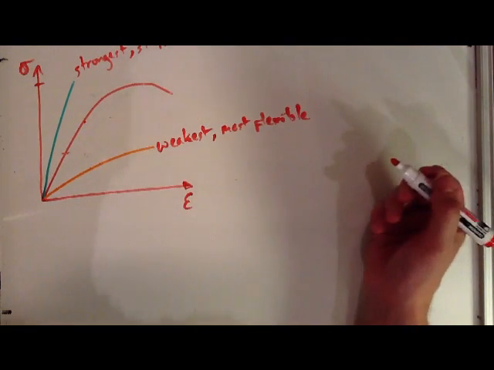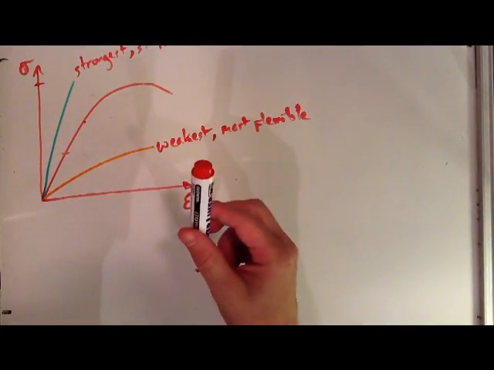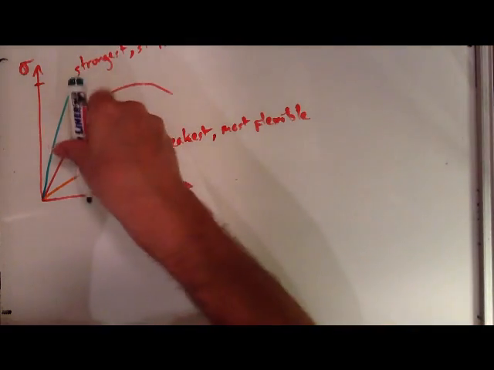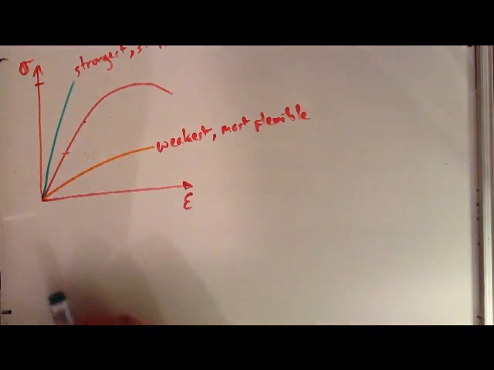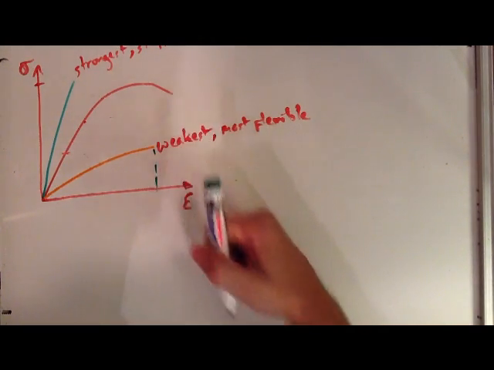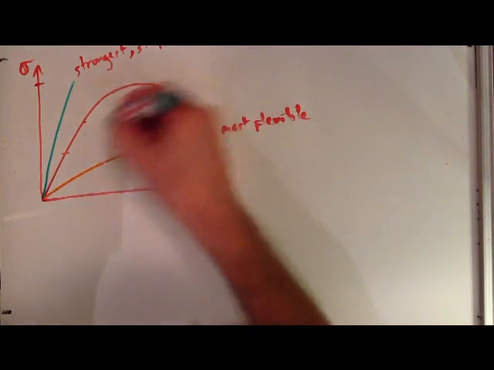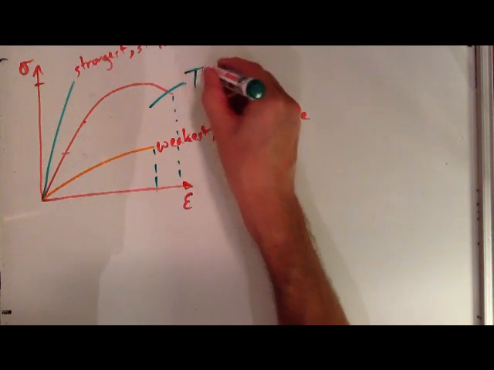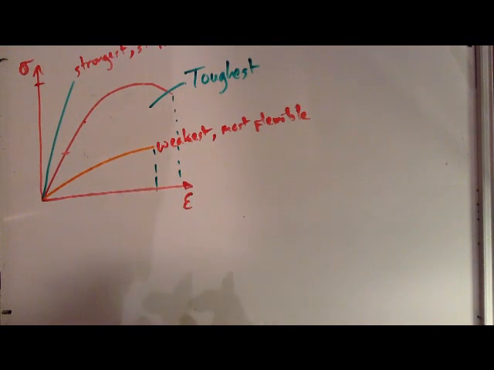Well, I can look at the area underneath. I've looked at the gradient and the height of the line, and the one thing I haven't looked at yet is the area. The area under the orange line would be that triangle-shaped region, and the area under the red line would be all of that underneath it up to the green line. So I can tell this one definitely has the largest area, which makes it the toughest material. Toughness is a measure of how much energy it can absorb before it breaks.